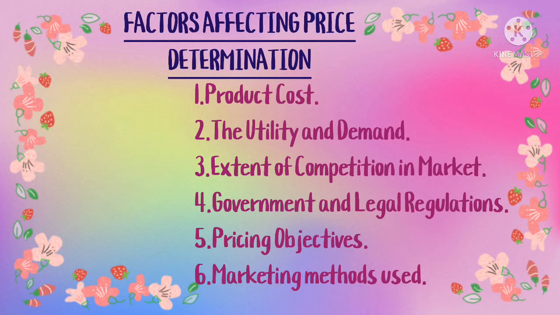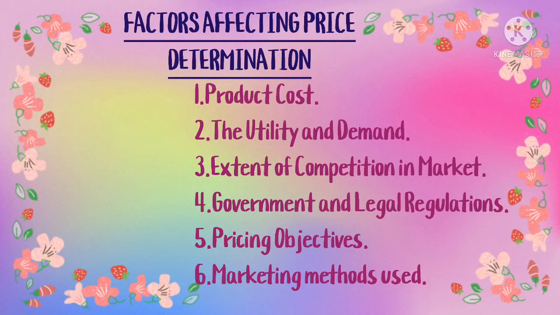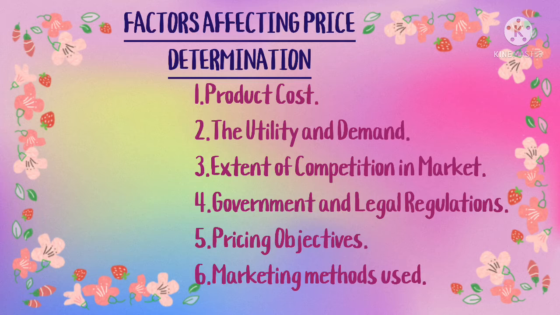The fourth is government and legal regulations. Means to protect the interest of the general public, the government has all the right to control the prices of various products and services by including the products in the category of essential commodities. So the government should also be aware of the products being sold in the market. If they are hiding any product against the government, then it is termed as an illegal product.